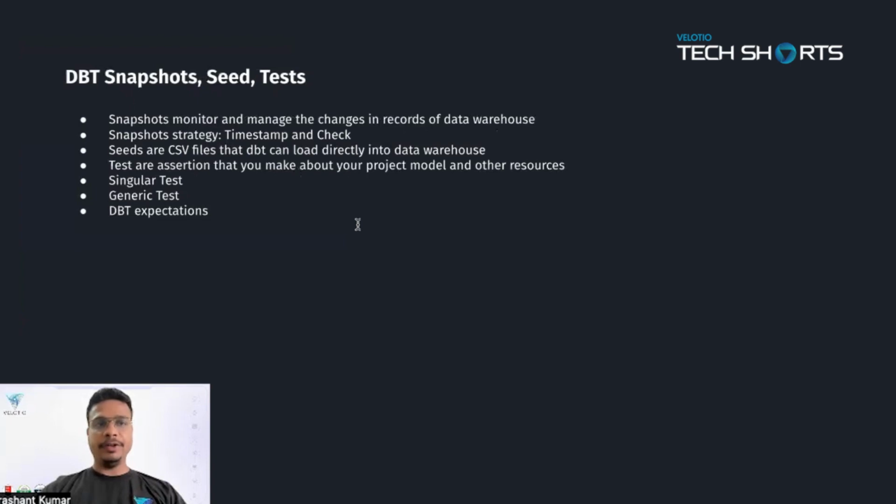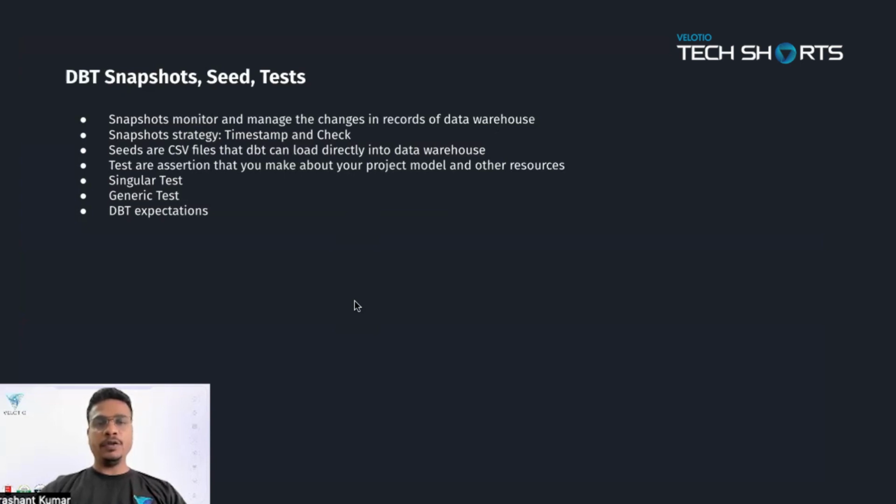Here I will discuss dbt snapshots, seeds, and tests. Snapshots monitor and manage the changes in records of the data warehouse. There are two types of snapshot strategy. The first is the timestamp strategy, and the second is the check strategy. The timestamp strategy uses an updated_at column to determine if a row has changed. Meanwhile, the check strategy works by comparing a list of columns between their present and historical values.